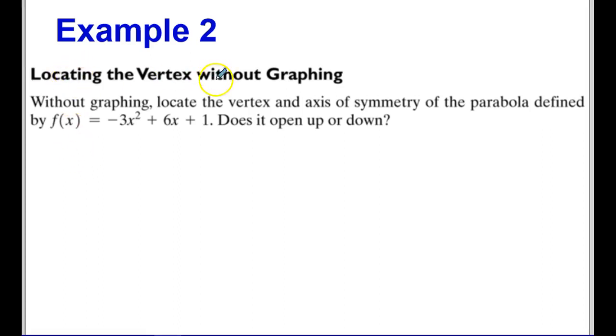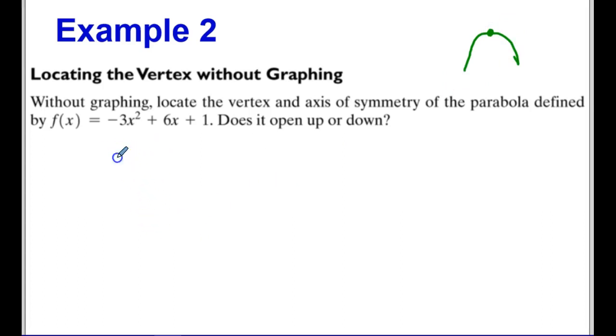Okay, so now we're going to actually find this vertex. So I'm asked, without graphing, find the vertex. So first of all, I want to figure out, does this open up or down? And I see that I have a negative here, so I know it's going to open down, so I'm going to have a maximum point.